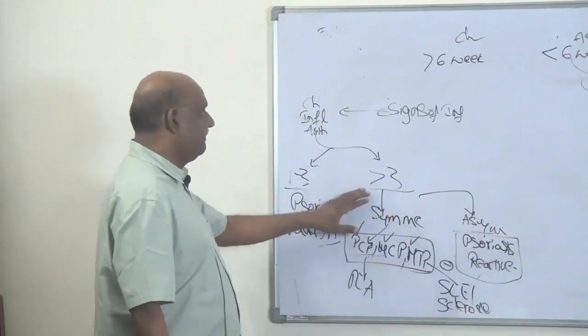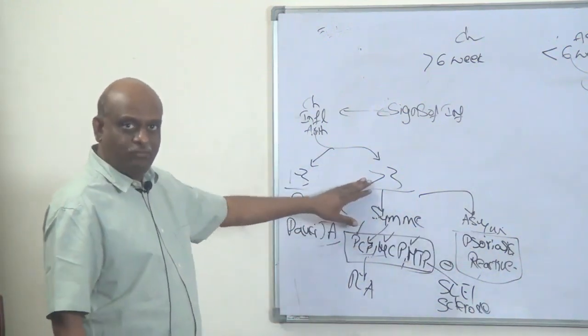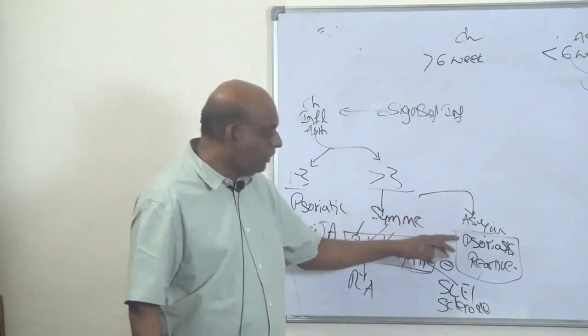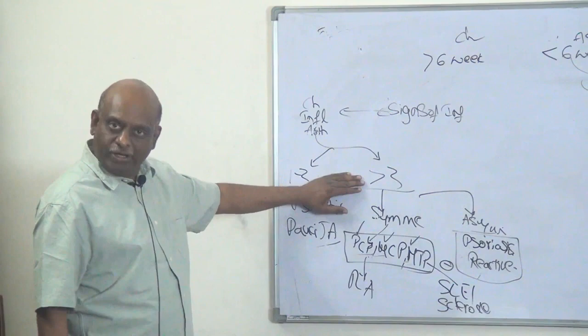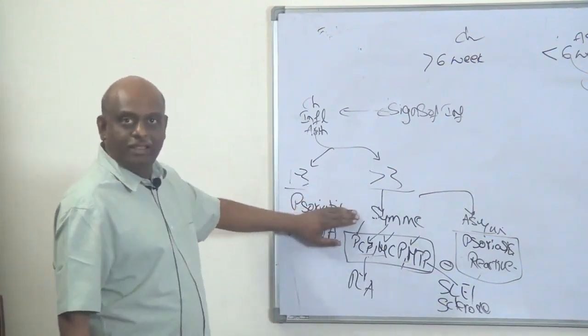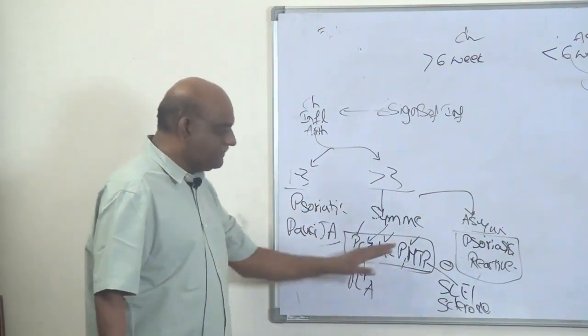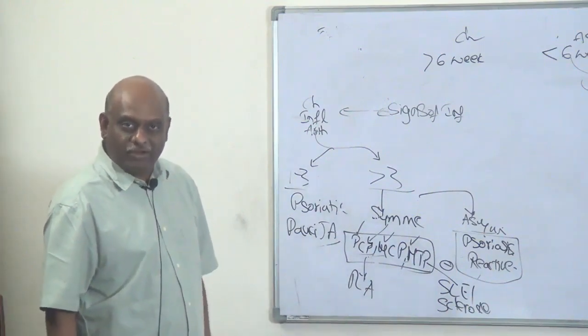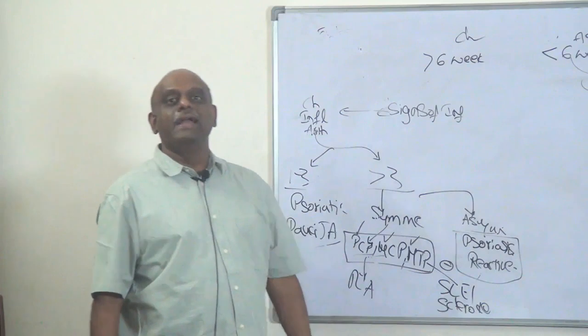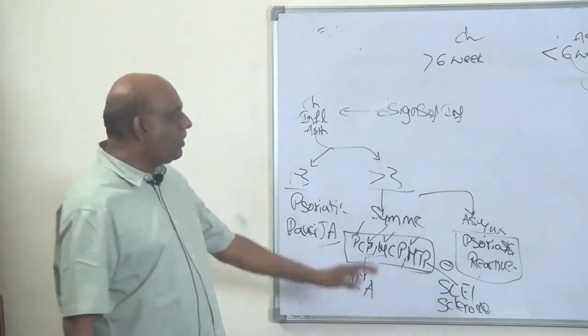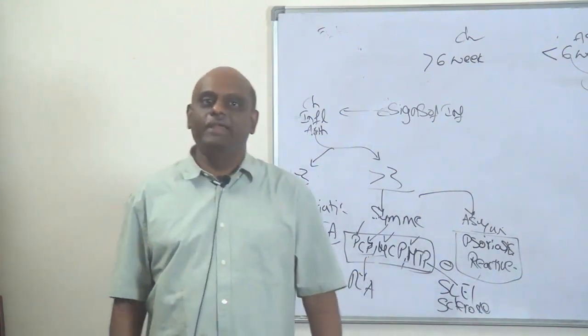If it is polyarticular involvement, asymmetrical, you will think of psoriasis and reactive arthritis. If it is polyarticular but symmetrical, you look whether PIP, MCP, MTP involvement is there or not. If it is there, then it is rheumatoid arthritis. If it is not there, then it is SLE and scleroderma is what you have to conclusively remember.